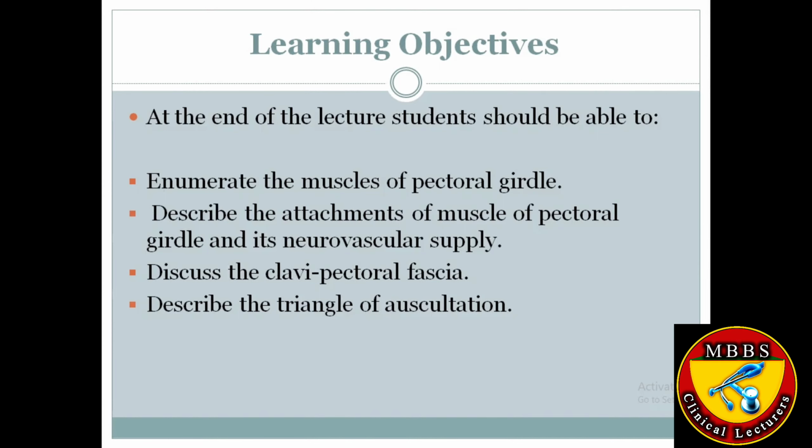Learning objectives. To enumerate the muscles of the pectoral girdle, describe the attachments of the muscles of the pectoral girdle and their neurovascular supply, discuss the clavipectoral fascia, and describe the triangle of auscultation.